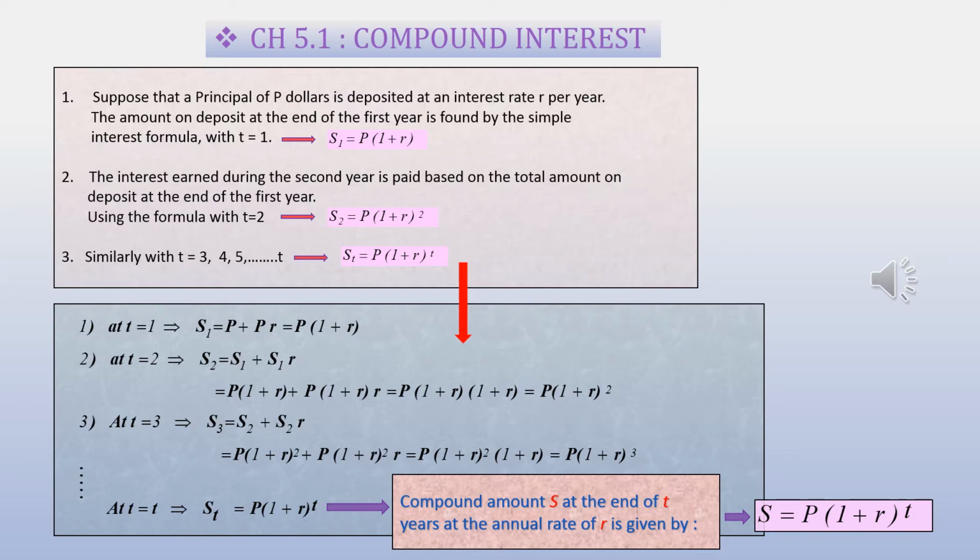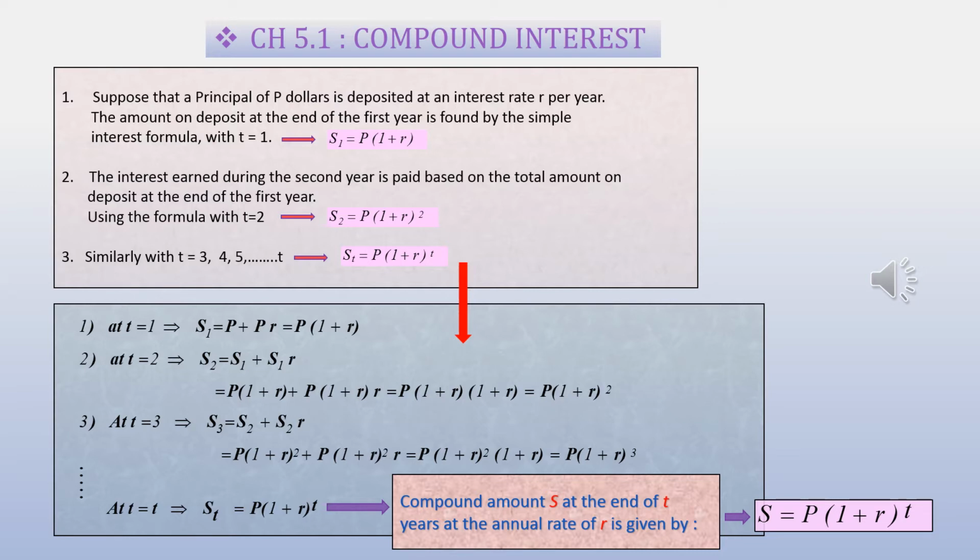So we will see the pattern here. In the first year, (1 plus R) is to the degree of 1. In the second year, (1 plus R) is to the degree of 2. And in the third year, (1 plus R) to the degree of 3. Now we can see the amount of money in the fourth year will also have the same pattern. So S4 is going to be P multiplied by (1 plus R) to the degree of 4 and so on and so forth.